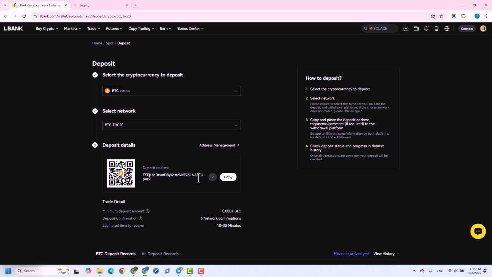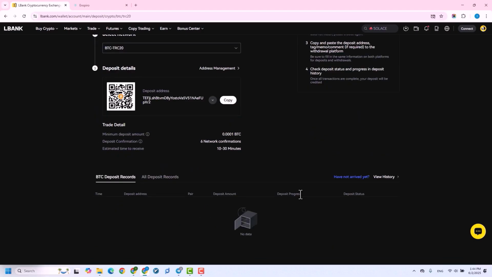Please note that the minimum deposit amount for each cryptocurrency is displayed here, and after scanning, the deposit process will be completed for you. At the bottom of the page, you can check and review all the relevant details related to your transaction history, and if you do not receive the amount after a few minutes, you can follow up on the issue by selecting this option.